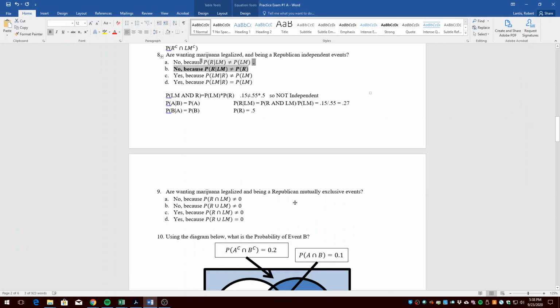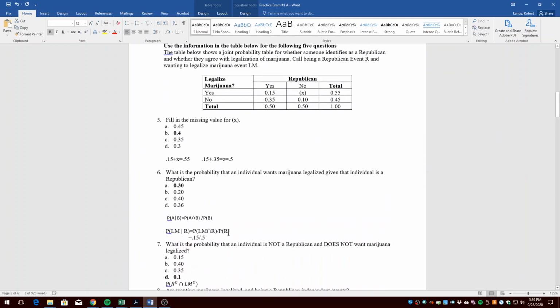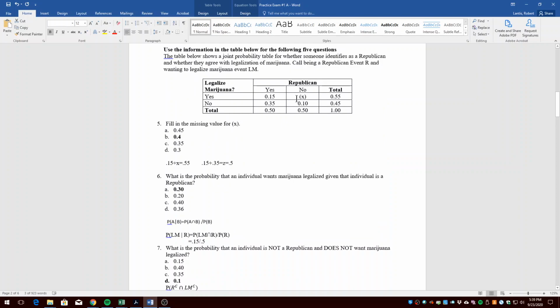If I then wanted to check to see are they mutually exclusive, this is a real easy check. If the intersection of the two events is equal to 0, they are mutually exclusive. So if the intersection is equal to 0, that means they can't happen at the same time. They're mutually exclusive events. If the intersection was 0, we would have to have a 0 up here in one of these top 4 left cells.